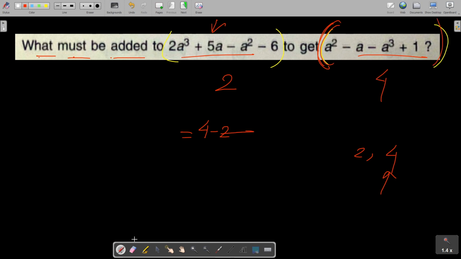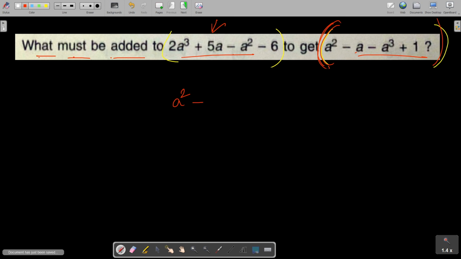Now, let's do the question. The first thing is we need to identify from which term we need to subtract which one. Since we have to subtract from this to this, we'll write that one first. Let's use the column method. a square minus a cube plus 1. We have to write it in order. First is a square, so it is given: minus a square plus 5a plus 2a cube minus 6.